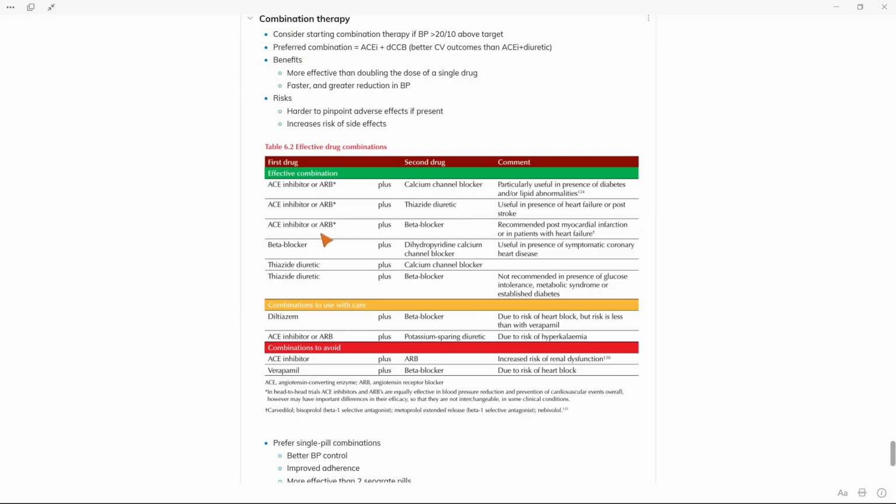ACE inhibitor plus a beta blocker, again, I wouldn't use a beta blocker as a first line. There's no reason for me to use a beta blocker ahead of a thiazide or a calcium channel blocker. And the bottom 3 here, I don't really care about except for the thiazide and the calcium channel blocker. But usually we prefer an ACE or an ARB.